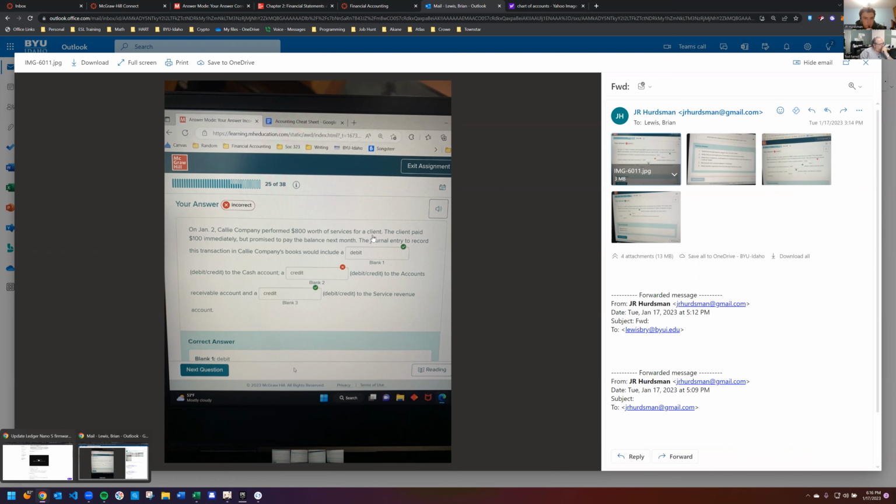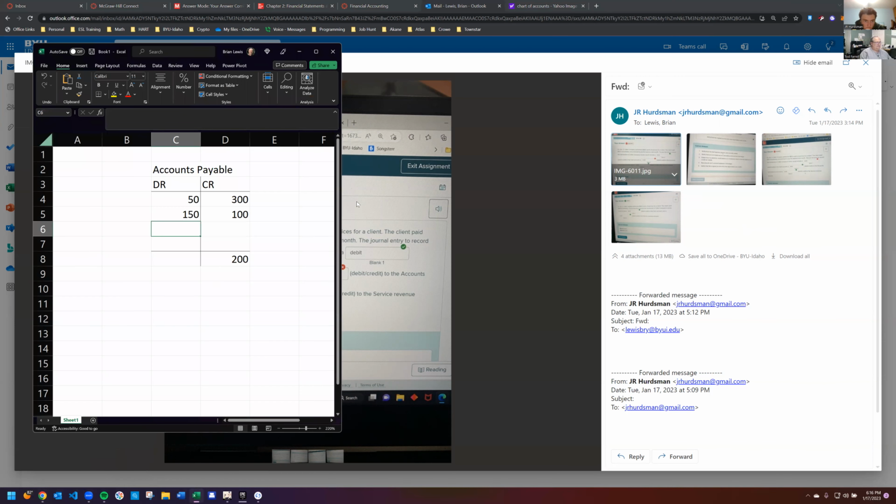That'd be revenue. The client paid $100 immediately. So the presumption is $800 first went to accounts receivable, theoretically, and then they paid $100 off. So you should have a $700 receivable, but promise to pay the balance at the next month. Okay, that's the receivable. The journal entry to record the transaction in Cali's books should include a debit to cash. Okay, that's $100. A credit to the accounts receivable. Nope, that's a debit because you're going to do a $700 debit, right?